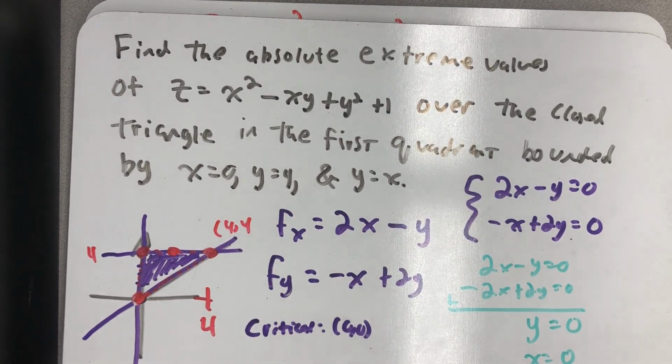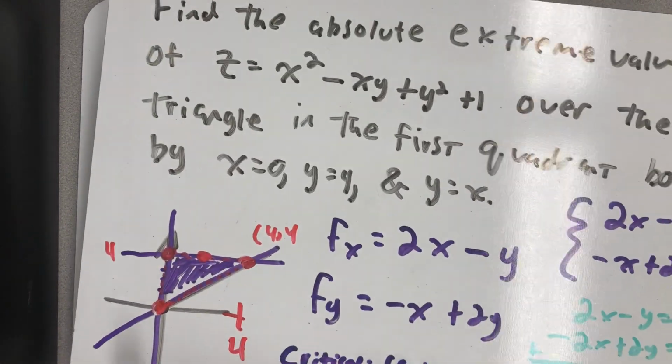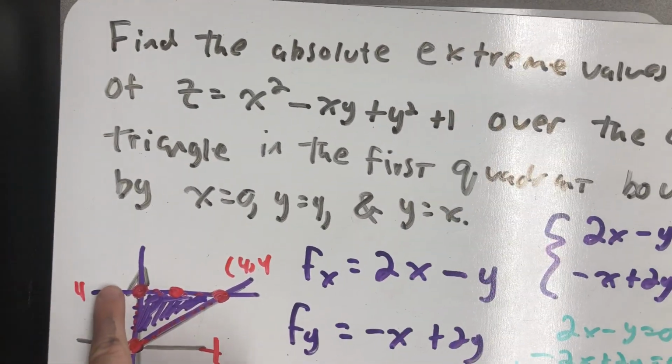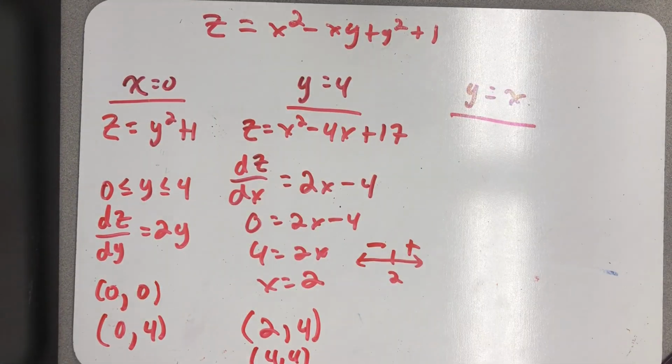All right, I have one more boundary element to inspect. But so far, I have 1, 2, 3, and including that endpoint at 4, 4 now, 4 things on my list. 0, 0 is an endpoint. 0, 4 is an endpoint. I have a critical point at 2, 4, and then the other endpoint here, 4, 4.